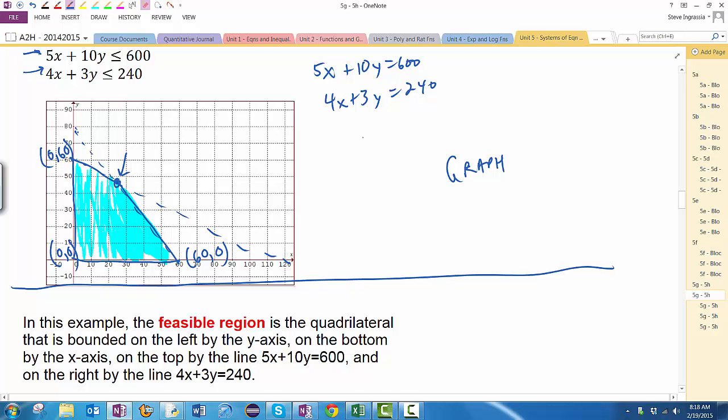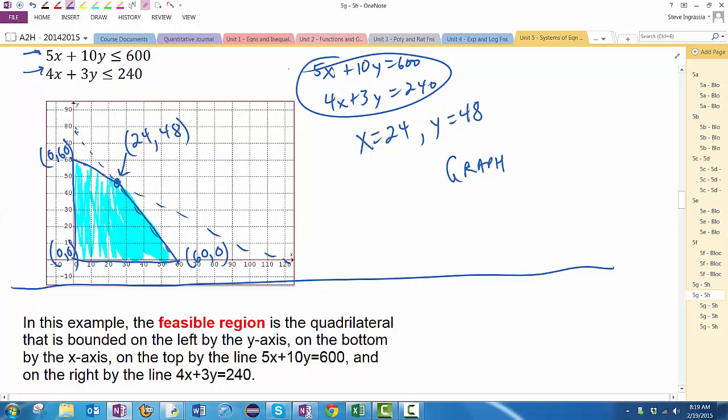And you should get x equals 24, y equals 48. So this is the point (24, 48). If you are not certain how to do this, go back and review how to solve two linear equations. There's several techniques. You need to be able to find those. And in fact, when you take your quiz, you need to be able to do that, because when you shade a feasible region, I want to know what the vertices are.